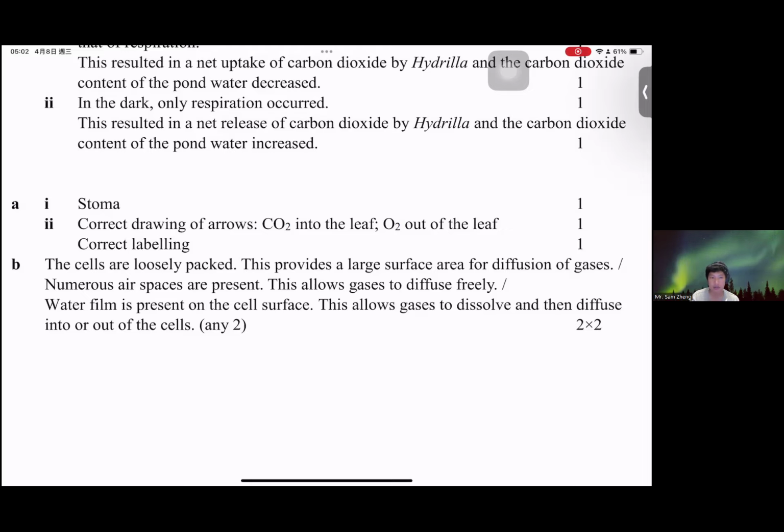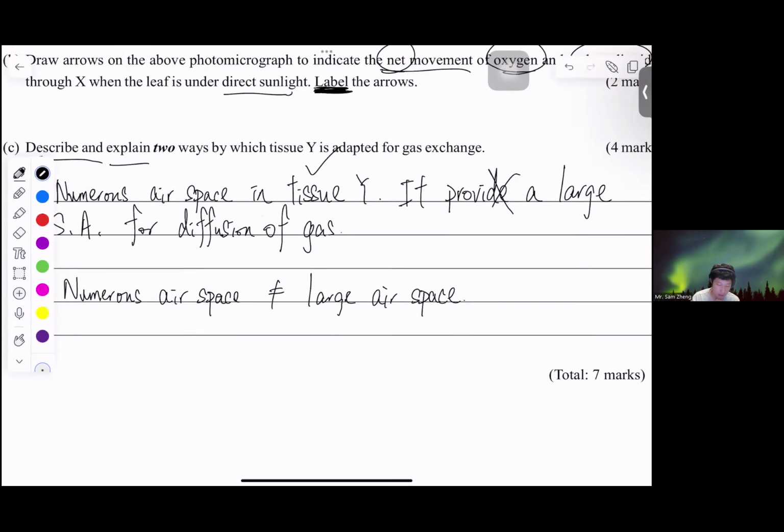Okay. Next, numerous airspaces are present within the tissue. So this allows the gas to diffuse freely. Next, the water film is present on the cell surface. Now, this is very important, the cell surface. So this allows the gas to dissolve and then diffuse in and out of the cells. So this is how you mention it.